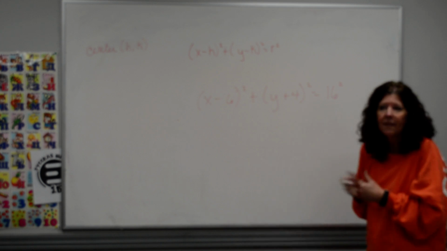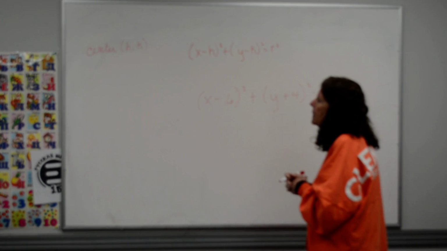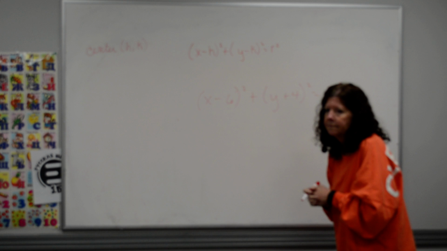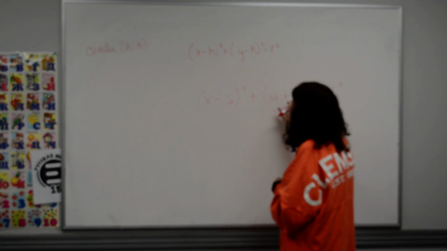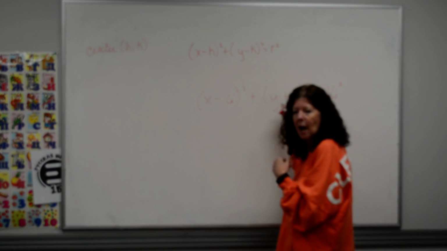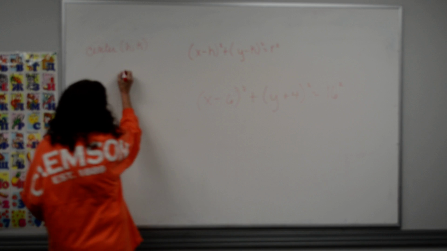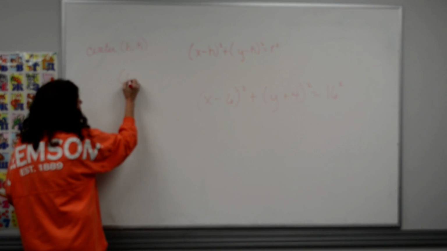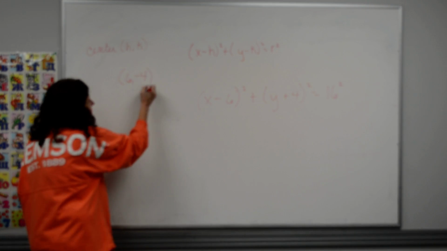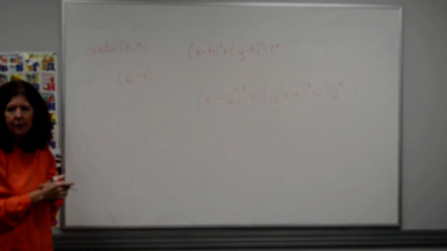All right, let's say I have that one. Remember the center's at h, k. Now, it's going to be the opposite. It's like the other ones. It's going to be the opposite of what you have here. So the center for this circle is at 6, -4. Okay, you with me? Mm-hmm.